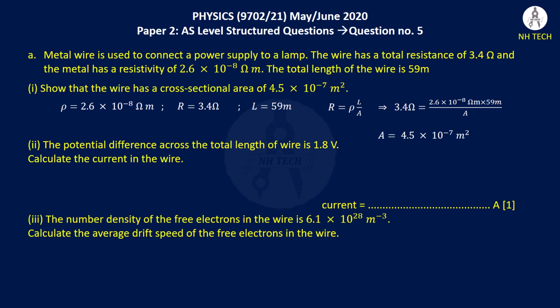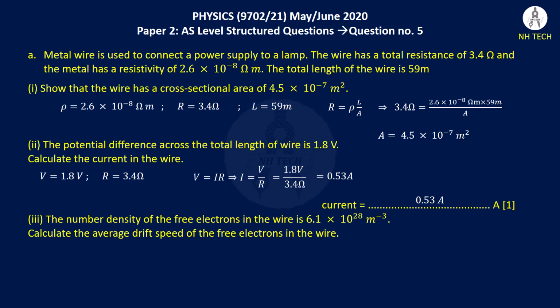Part 2. The potential difference across the total length of wire is 1.8 V. Calculate the current in the wire. Voltage is given, which is 1.8 volts. Take the resistance from part A, which is 3.4 ohms. Now use Ohm's law and substitute the values to get the result.